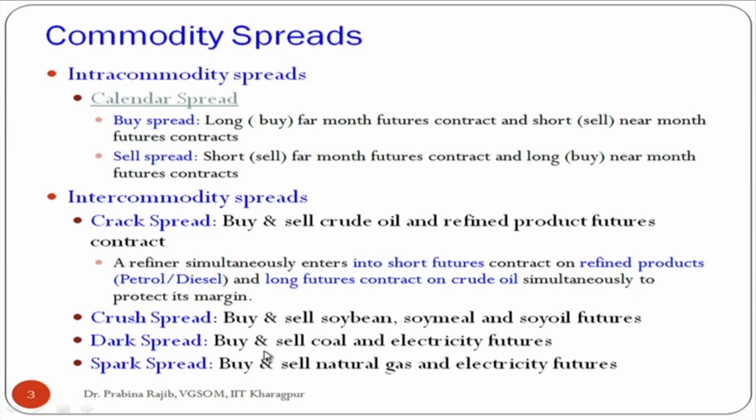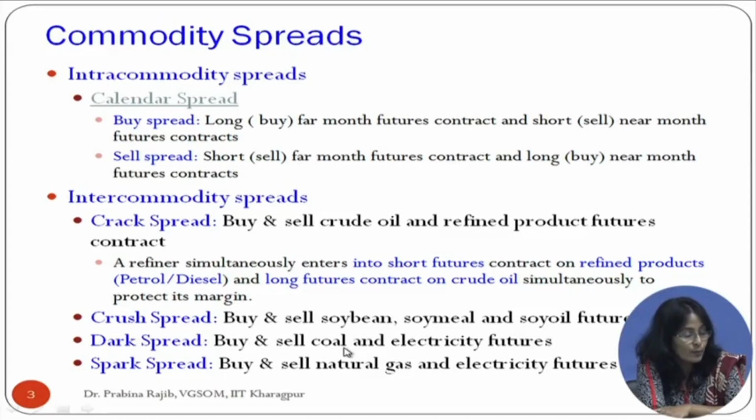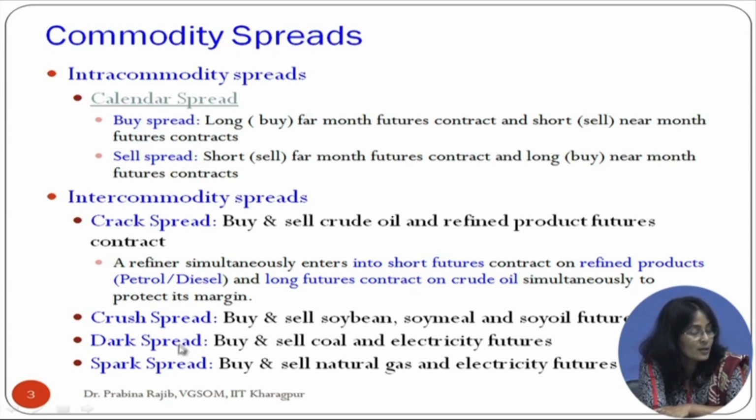Dark spread is buying and selling coal and electricity futures. Spark spread is buying and selling natural gas and electricity futures. In India we do not have electricity futures available. Also, to my knowledge, we don't have coal futures listed in any of the commodity exchanges. So traders cannot take benefit of these two spreads. However, traders can take benefit of crack spread and cross spread.